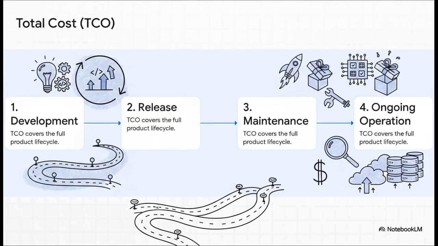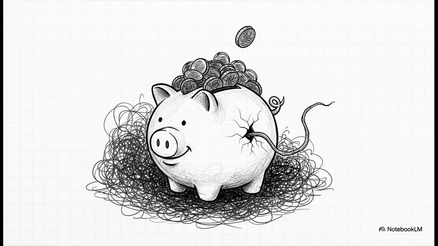Yeah, this whole thing is called the total cost of ownership, or TCO. And what it does is it forces you to think about the entire life cycle of a feature. See, the cost doesn't just stop when the code is written. Oh no, you've got to release it, you've got to maintain it, you've got to fix the bugs, and you have to pay to keep it running in the background. It all adds up.